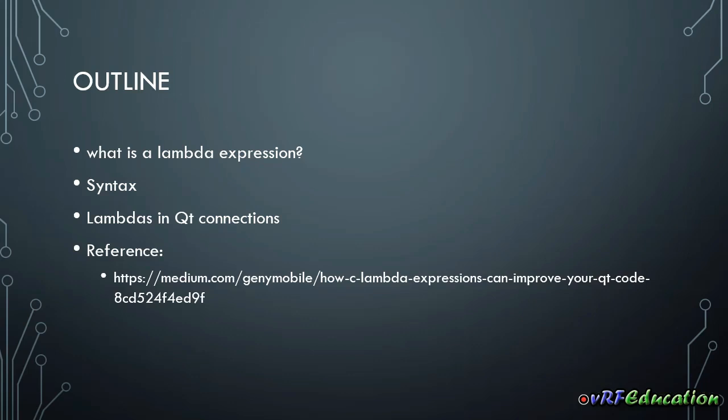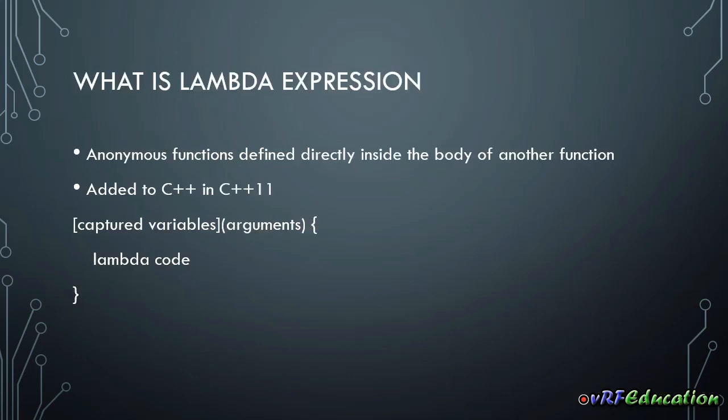In this session, we are going to learn about lambda expressions and how to make use of this feature in our Qt codes. Lambda expressions are anonymous functions defined directly inside the body of another function. We have the same feature in other programming languages such as Python or JavaScript. But in C++, using standard or legacy functions, we cannot declare inner functions. To do this, we need to use lambda expressions, which were added to C++ in C++11.